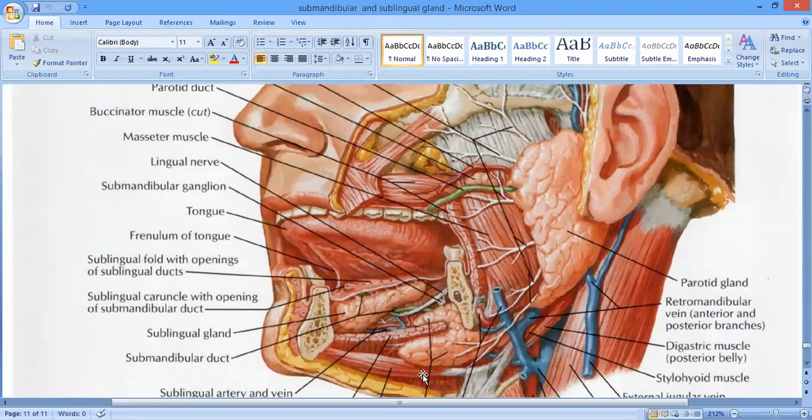Okay जी. Now we'll talk about the submandibular duct. Submandibular duct here you can see.